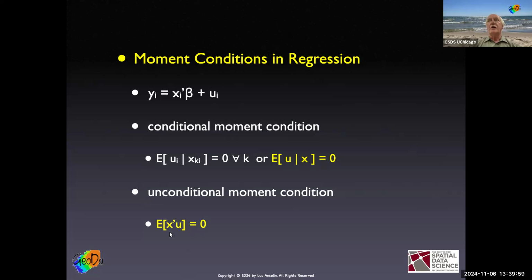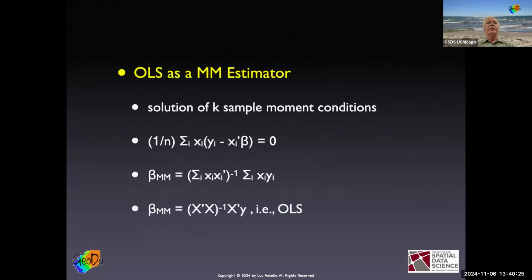Where's our parameter? X doesn't have a parameter, but U does. U is the error term, which is y minus x beta, and beta is the parameter of interest. To solve this, we take the average of all the products of the X with the associated error term, which has the beta in it. OLS can thus be expressed as a method of moments estimator.